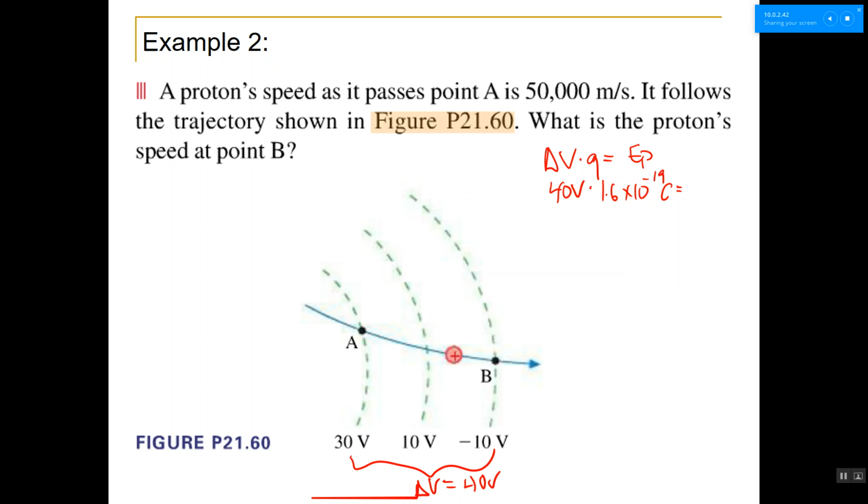How much potential energy did it lose? 6.4 times 10 to the minus 18, units? Potential energy is in joules. Very good. So if it lost that much potential energy, that means it gained that much kinetic energy. So let's solve for velocity.